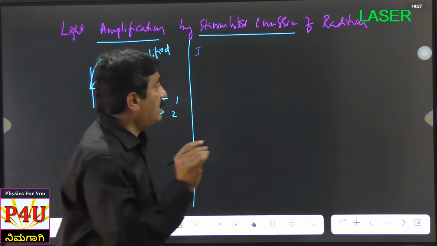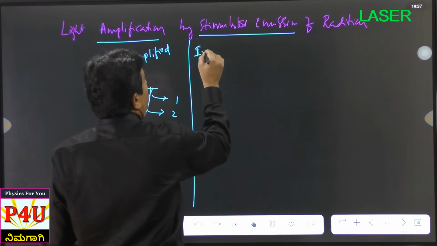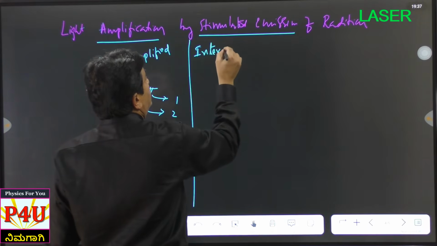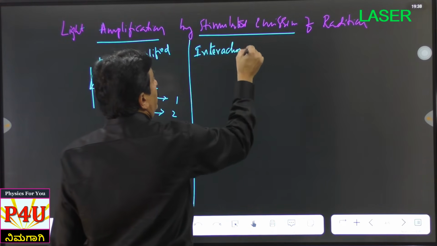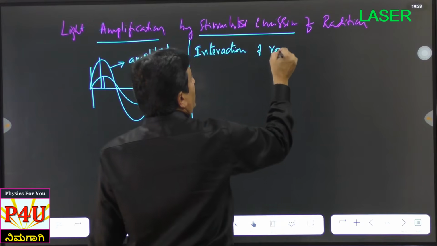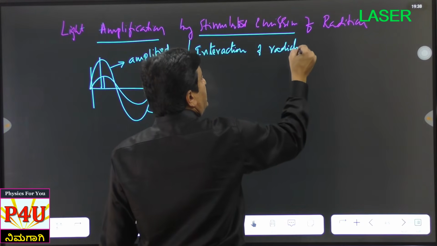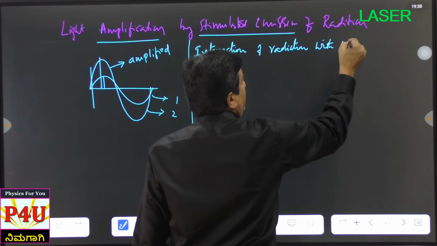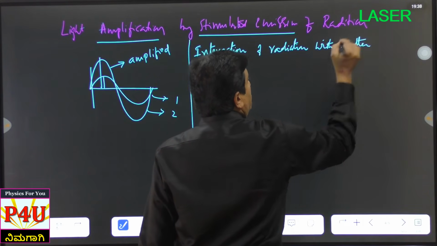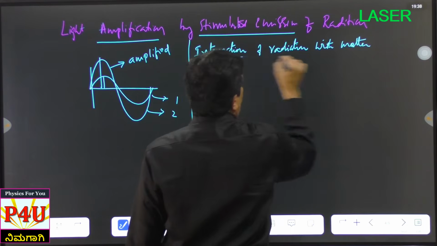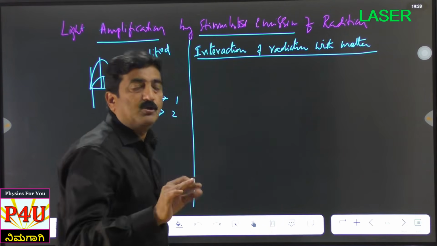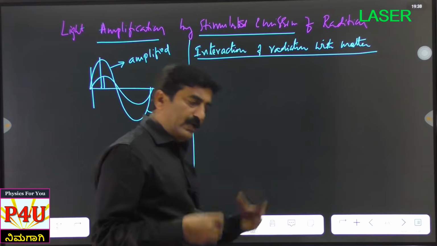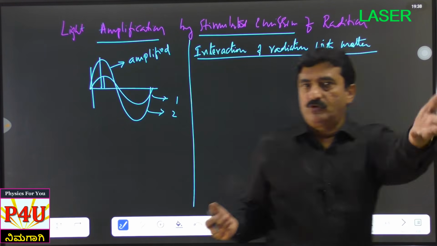How to produce more number of photons? For that we should understand this concept, that is interaction of radiation with matter. This is available in my notes. Matter can be in solid form, liquid form, or gaseous form. To begin with, I take gaseous form only. It can be liquid also, solid also. I come to that later on.